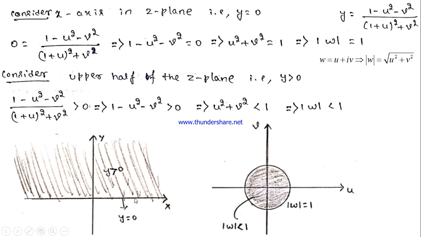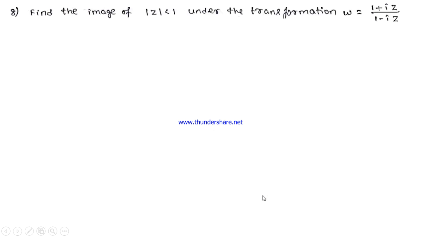Here y = 0 is mapped to this circle |w| = 1, and the set of all points lying in the first and second quadrants are mapped to the points within this circle |w| < 1. So let me discuss one more example.